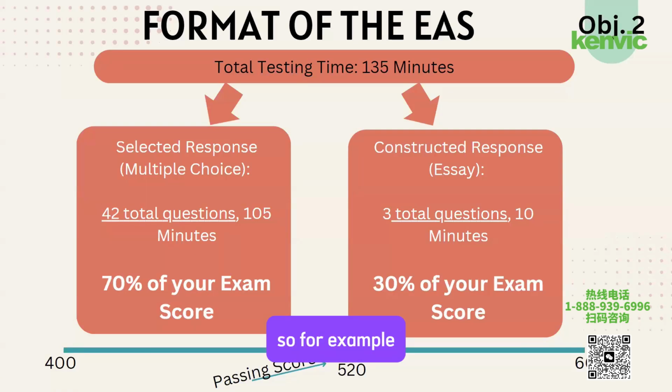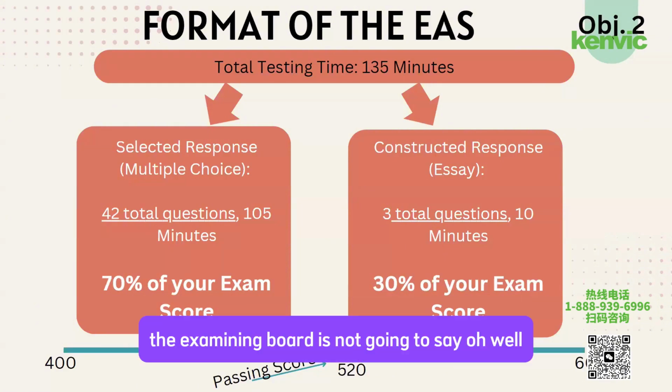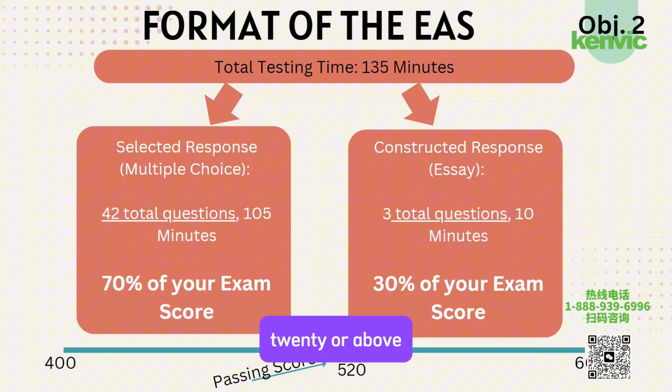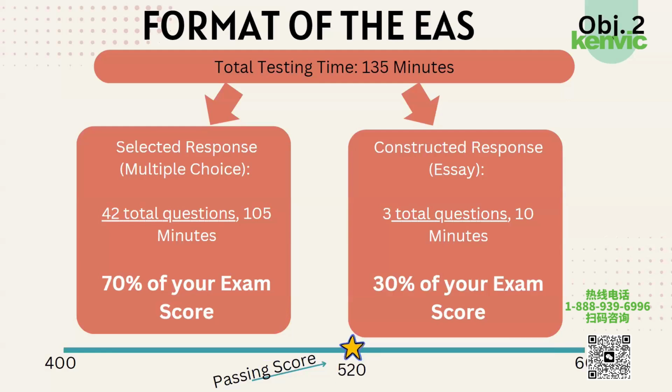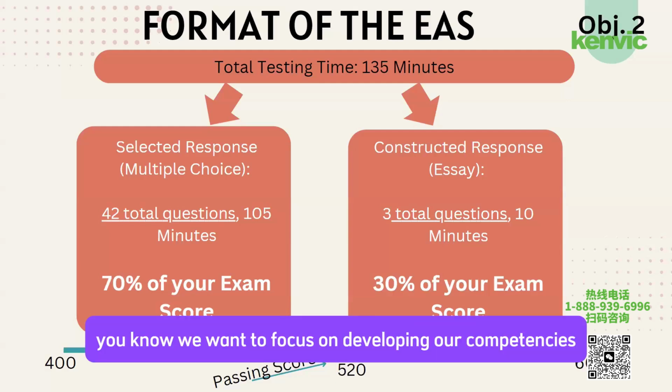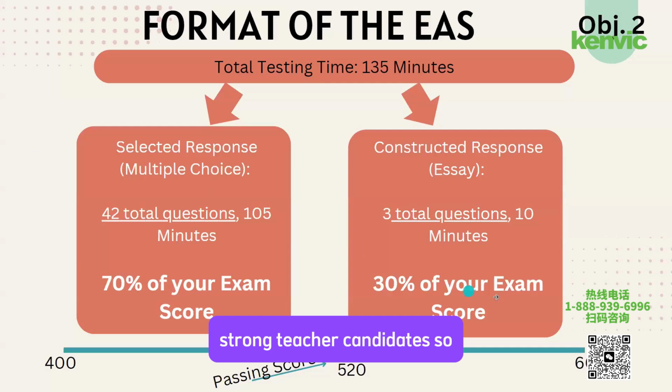So for example, if they give you a score of 521, the examining board is not going to say, oh, well, they got a low score, maybe we should reconsider. That's not how it works. As long as you get a 520 or above, you will successfully be able to attain the certificate. And in this course, we want to focus on developing our competencies as a student, making sure that we can really excel on this exam and present ourselves as really strong teacher candidates.